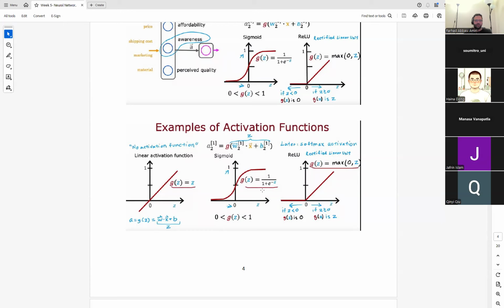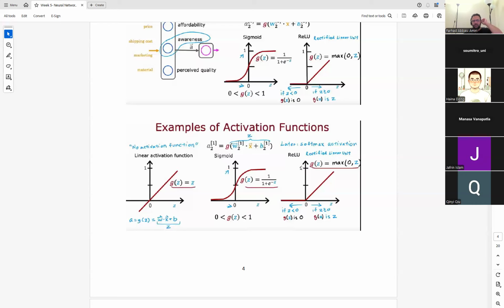And then we have the sigmoid function. You're familiar with this one, right? Then the activation value is g of z, where z is wx plus b, and g of z is 1 over 1 plus exponential of minus z. And this function changes between 0 and 1.